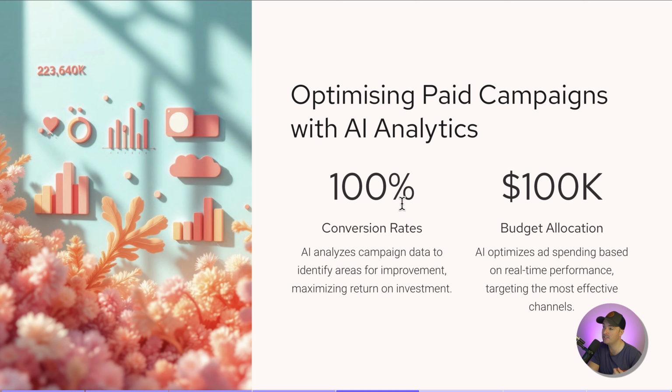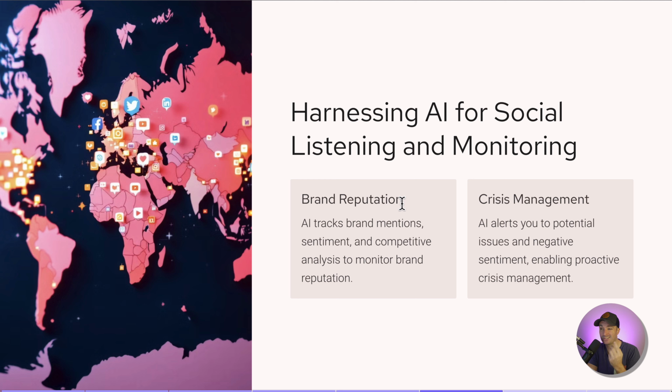Optimizing paid campaigns with AI analytics, so conversion rate, obviously you're not going to get 100%, so whatever that really is. What's the budget allocation? You need to update that. Harnessing AI for social media, listening and monitoring. Again, that's actually really powerful.